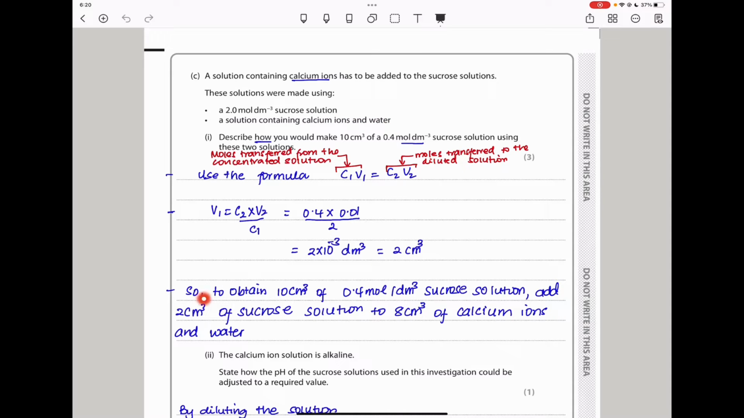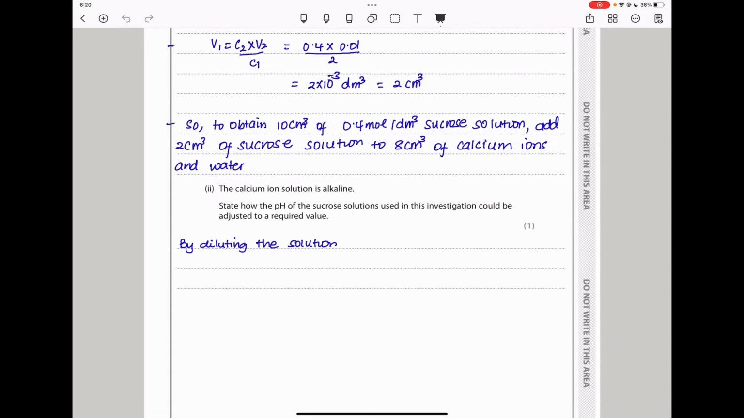So here I say, to obtain 10 centimeters cubed of 0.4 mol per decimeter cubed sucrose solution, add 2 centimeters cubed of sucrose solution, the original stock solution, to 8 centimeters cubed of calcium ion and water. Then you'll be able to obtain the specific concentration you're looking for.